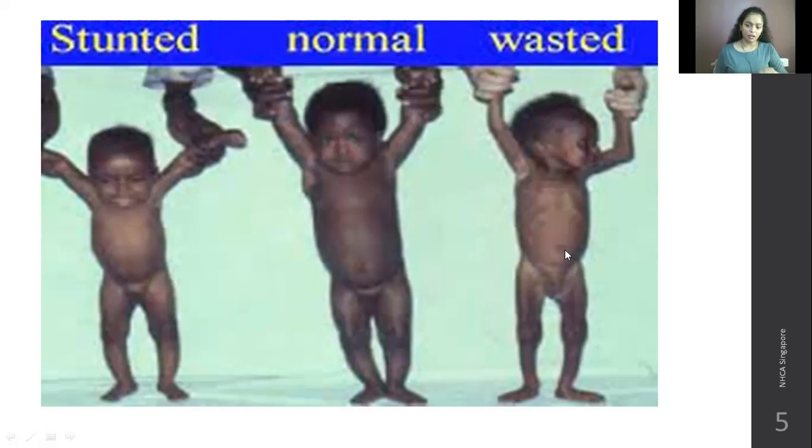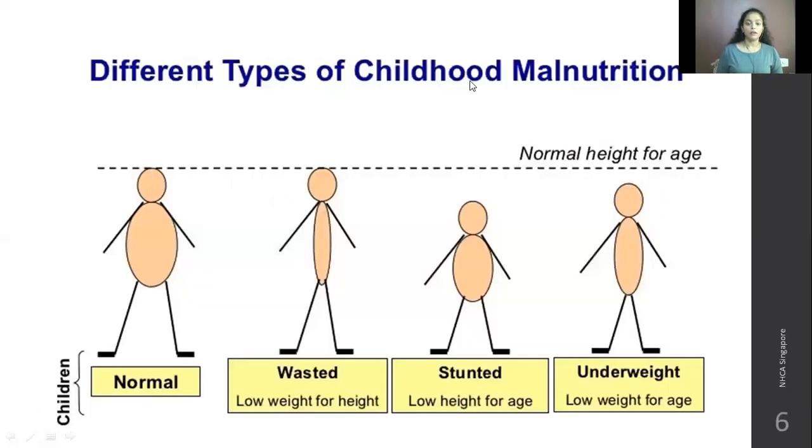a wasted baby. You can see how a normal baby should look, how plump the baby should be, and how a child with wasted muscle mass looks. All the skeletal features can be visible from outside. So these are the different types of childhood malnutrition.